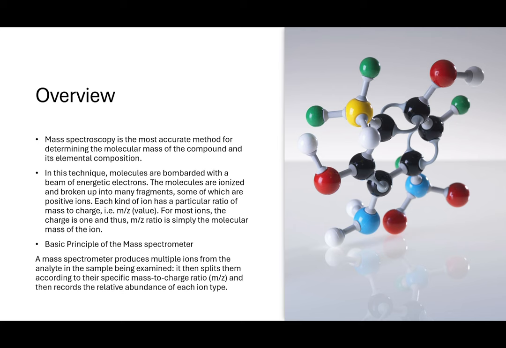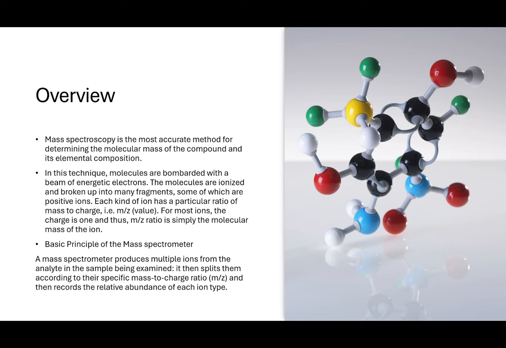If we simplify it to the most basic terms, when we break it into a fragment, we look at the mass of the fragment. For most ions, the charge is 1, and thus the mass to charge ratio is simply the molecular mass of the ion. So mostly what we're going to be looking at in CAPE chemistry would be just ions that have a plus 1 charge, so roughly the molecular mass of the ions.